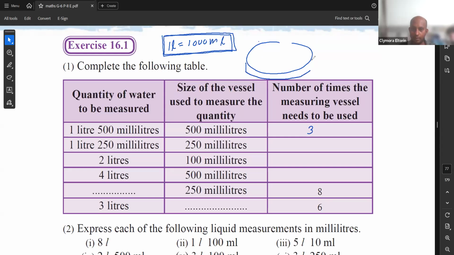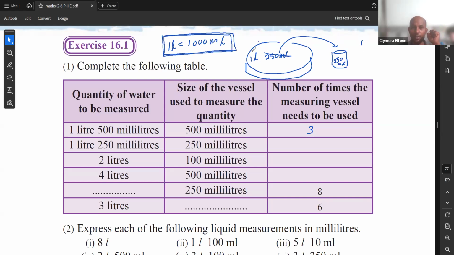Here's my large container. It contains 1 liter and 250 milliliters. Now they gave us a small vessel of 250 milliliters. How many times do I need to pour? First one time is okay. Now what's remaining? Another 1 liter.